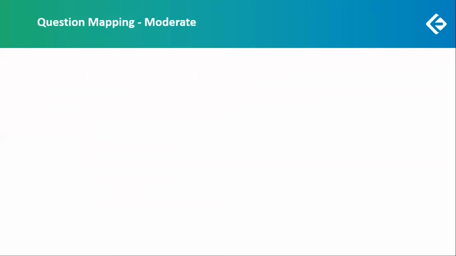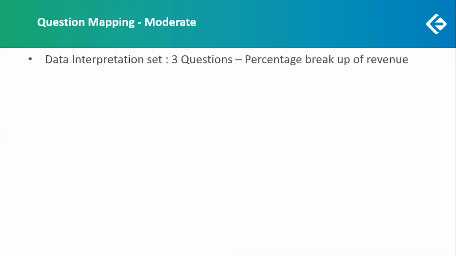Let's come to the moderate level questions. So I could classify at least two questions, one DI set and one more question, as moderate level questions here. Obviously the data interpretation set, which consisted of 3 questions, which was giving you a percentage breakup of revenue, can be considered a moderate level question because the overall number wasn't given anywhere. So some of the questions could not be solved. The answer to most of the questions here was cannot be determined.